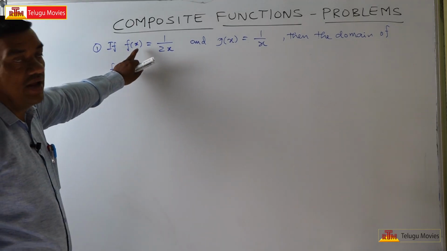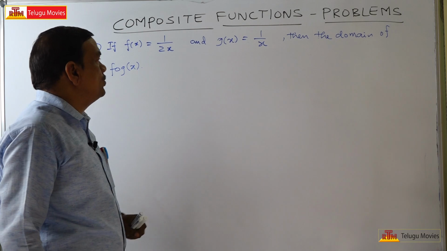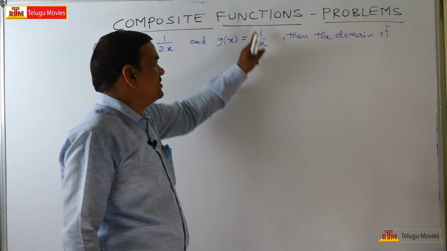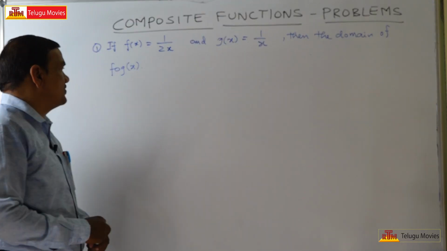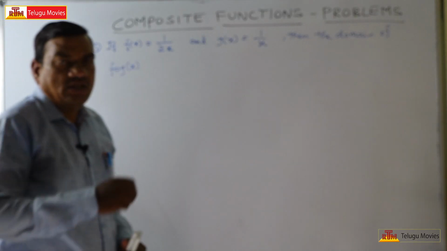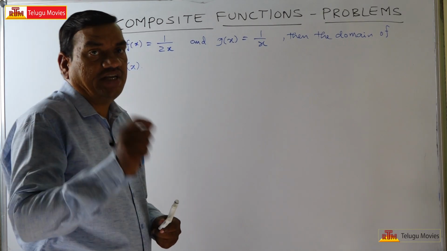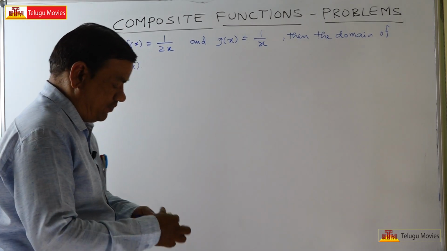Here, given f of x is equal to 1 by 2x and g of x is equal to 1 by x, find the domain of f circle g of x. Generally students make a mistake here. How? Let us see this problem.